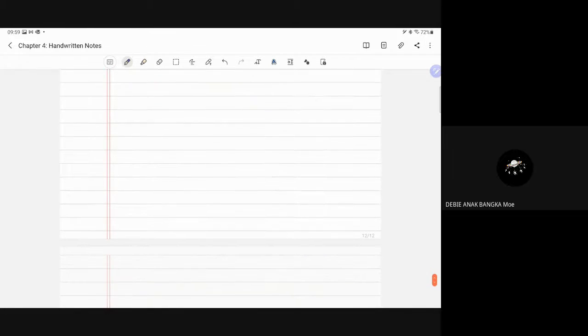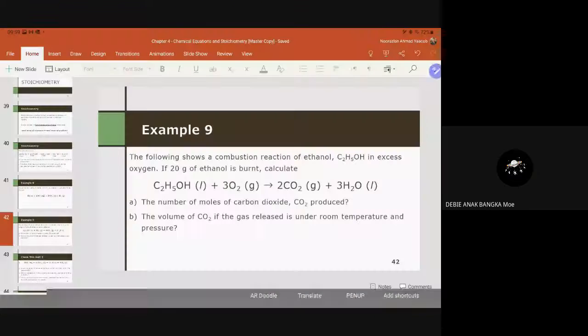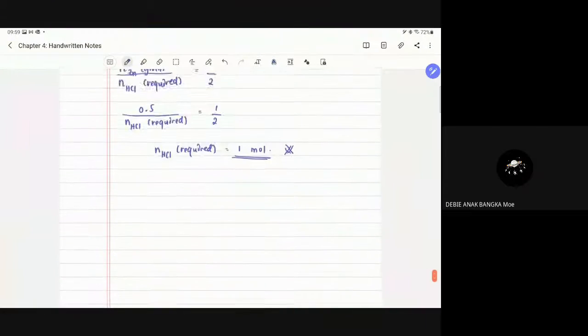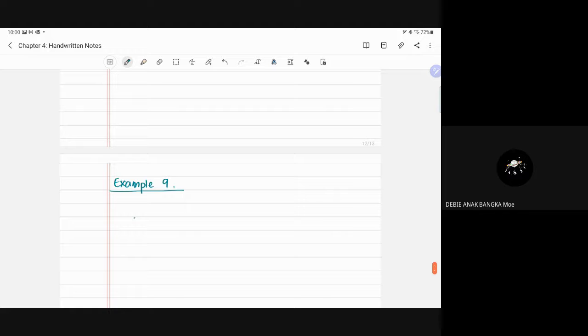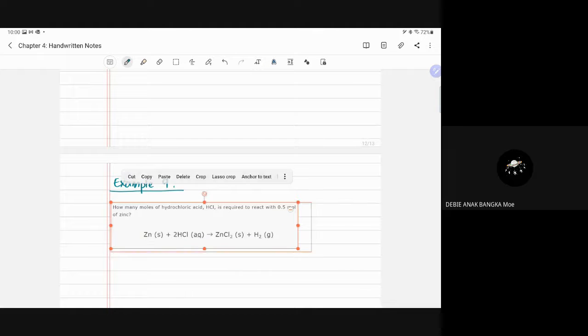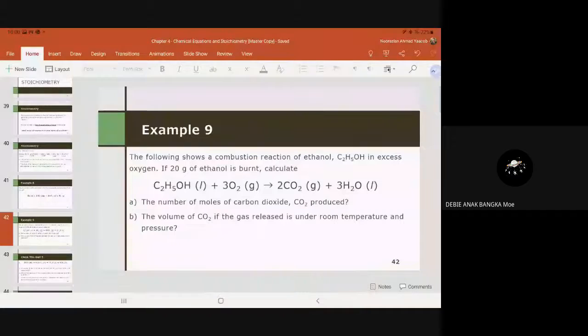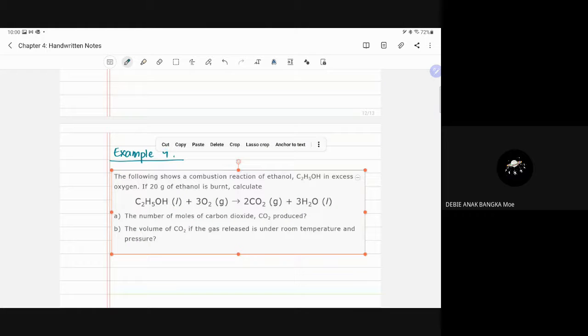Okay. Now let's have a look at the next example. Example 9. Right, so this is example 9.